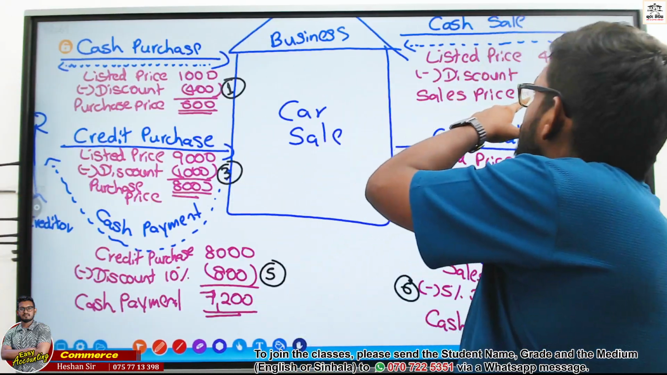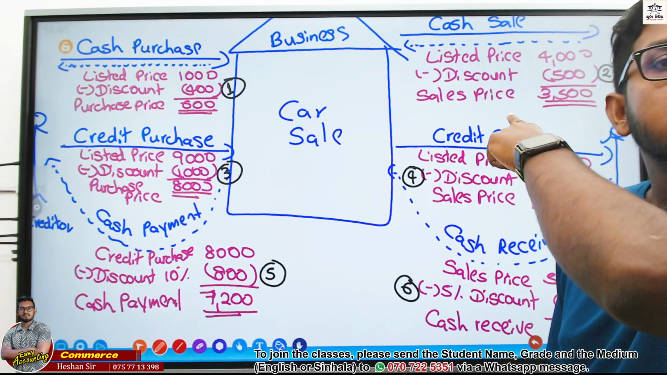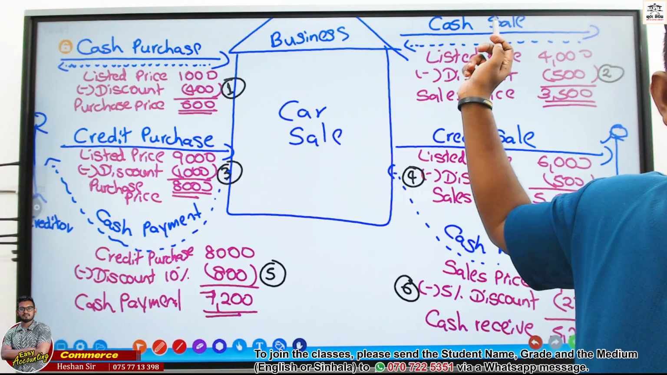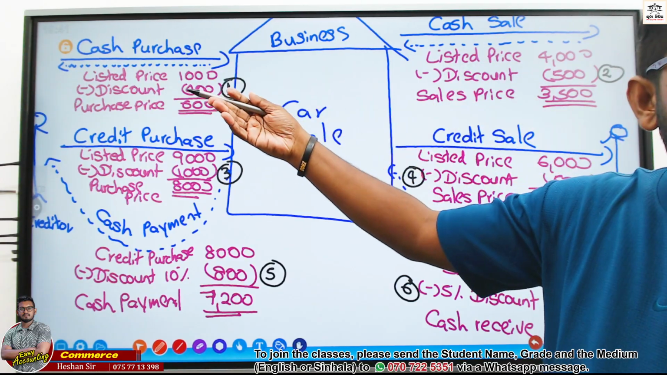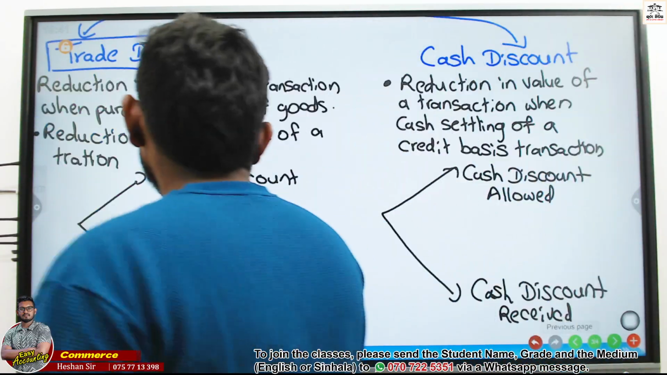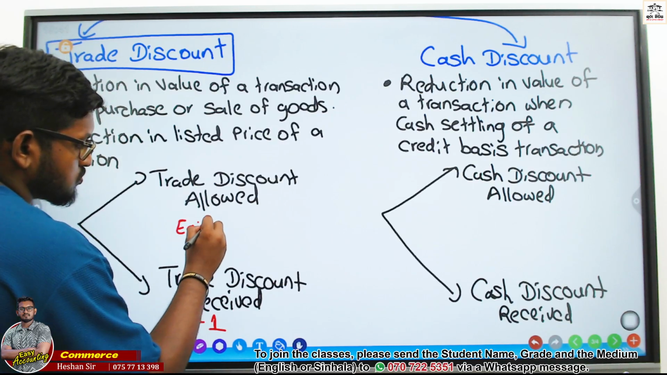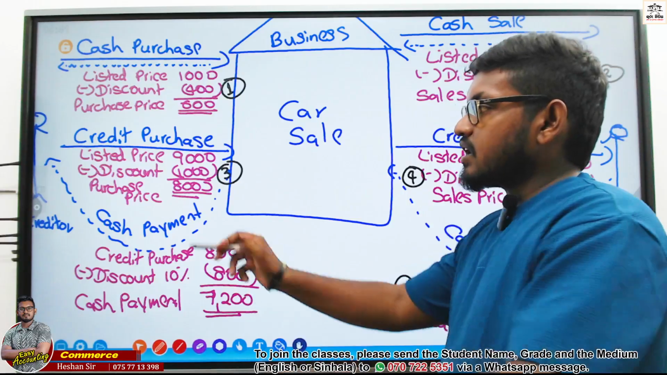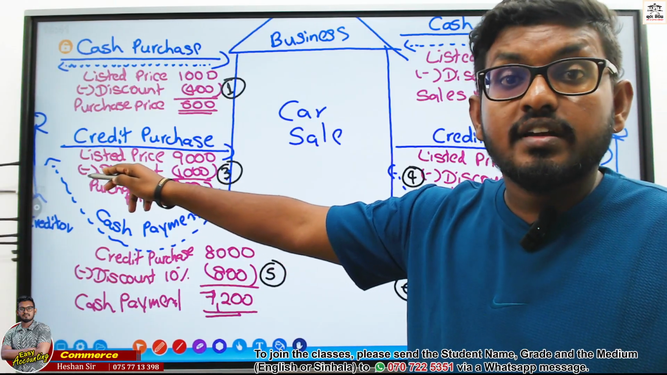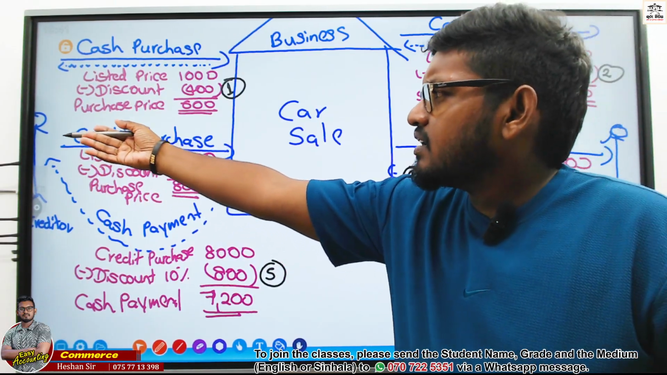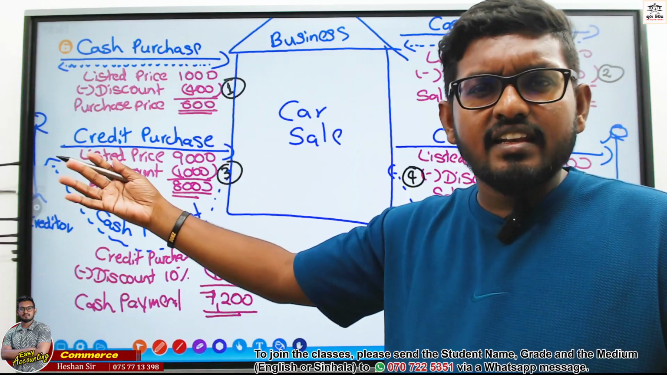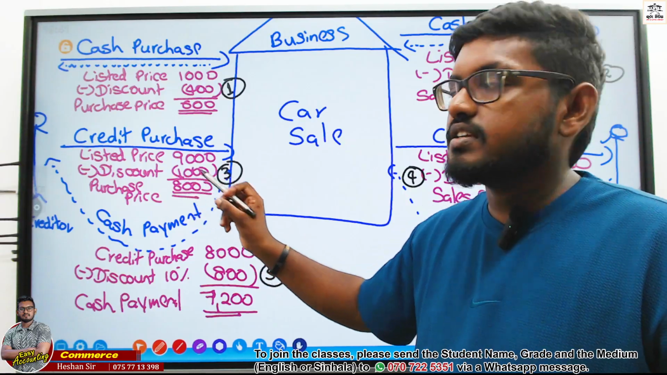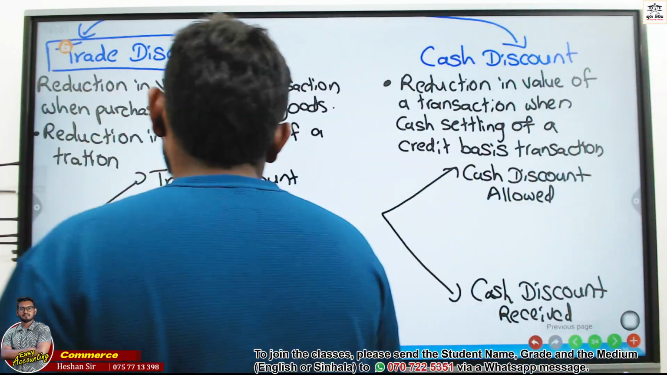If I ask you number two, that is trade discount or cash discount? Selling of the goods. Trade discount. Received or allowed? Allowed. So number two. Number three, can you tell me? Trade discount or cash discount? Trade discount, because money does not come in. When buying inventory on credit, money does not come in. Trade discount received or allowed? Received. Trade discount received.